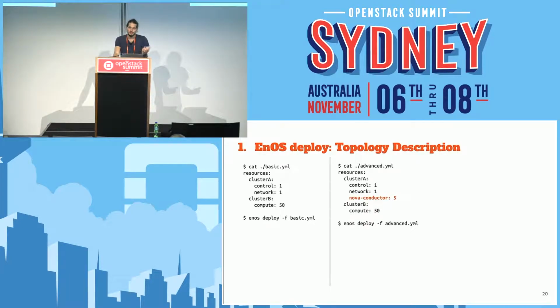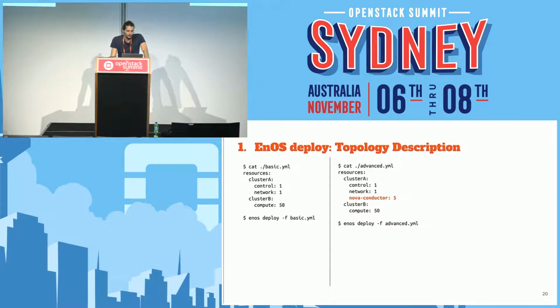But we have more advanced things. Here it's a more advanced description to show how we can isolate a specific service and play with its scalability. So in this advanced example, we isolated the Nova conductor from the control group, and we ask for 5 nodes on which we are deploying Nova conductor, so 5 times.